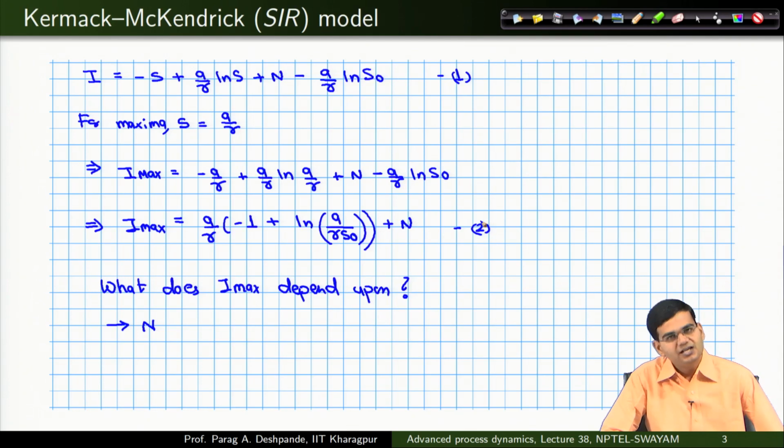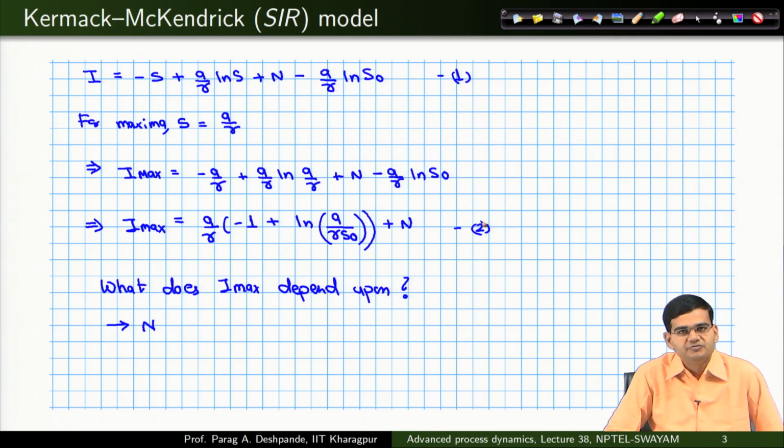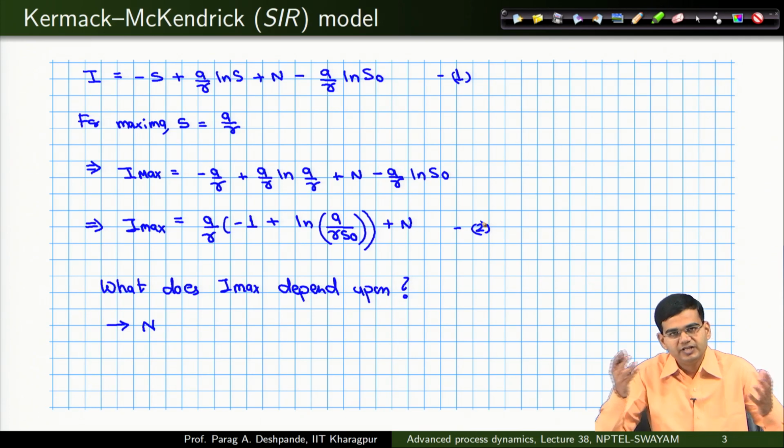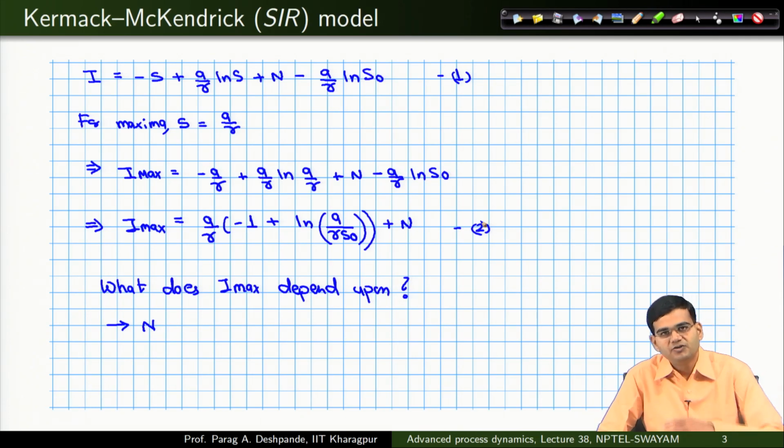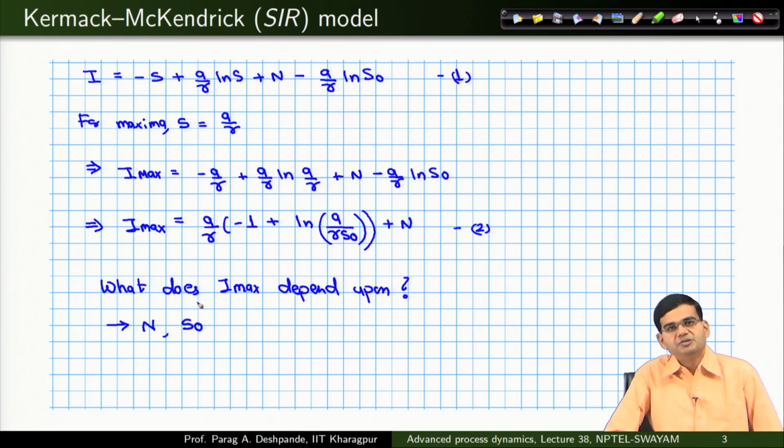Does this make sense? Obviously, it makes sense, because if you have a smaller population, the number of infections which it might reach at maxima would be smaller. Countries which have very large population, the corresponding n is large, and the number of infected persons at maximum will also be large. Intuitively, this is correct. It depends upon S 0, right, susceptibles.